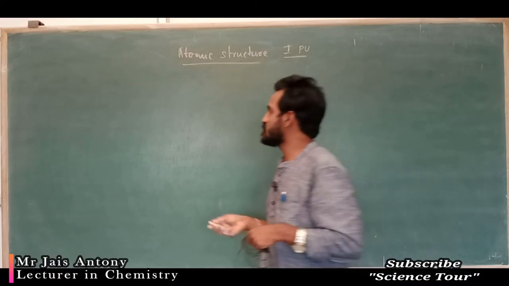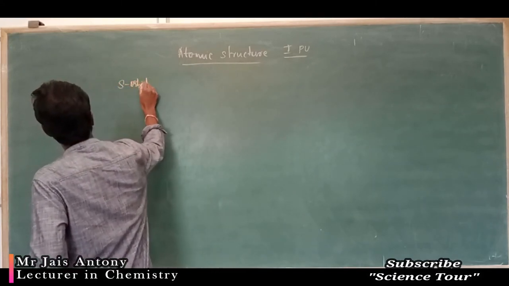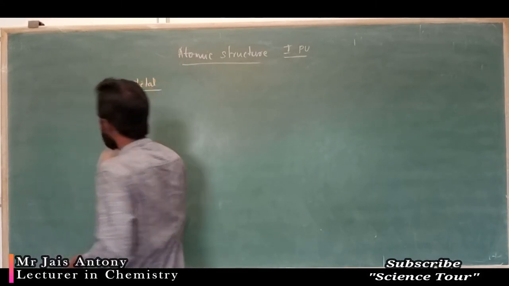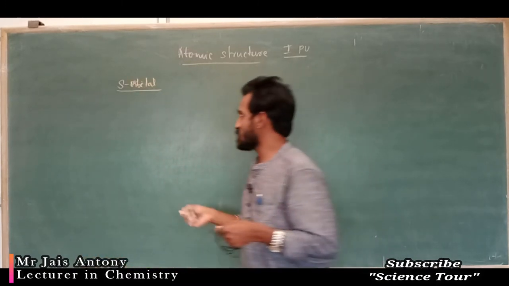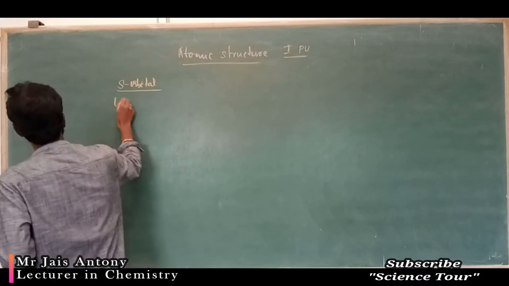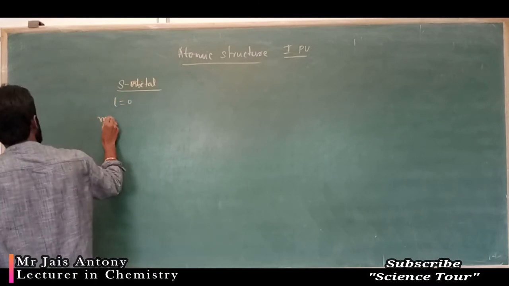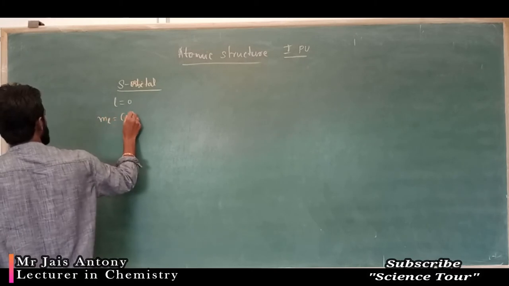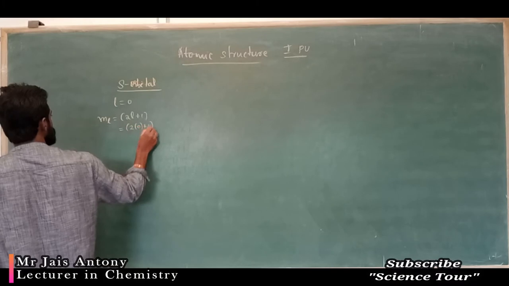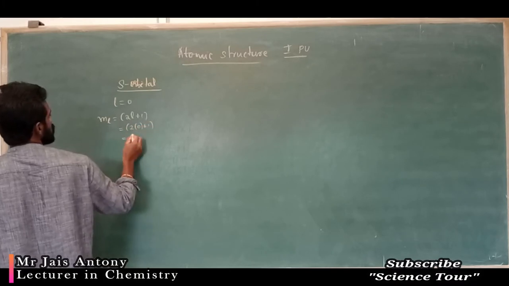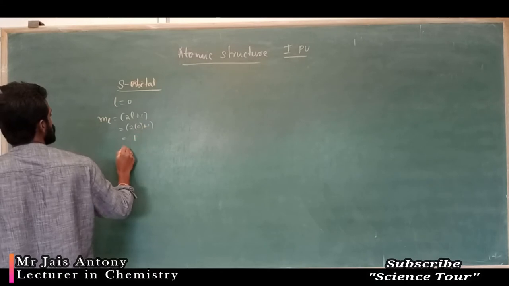So first we will discuss S orbital. My dear students, is S orbital spherical in shape? For S orbital, l value is given 0, correct? Then the ml value, that means magnetic quantum number value, is 2l plus 1. It's nothing but 2 into 0 plus 1, which is how much? 0 plus 1, 1.